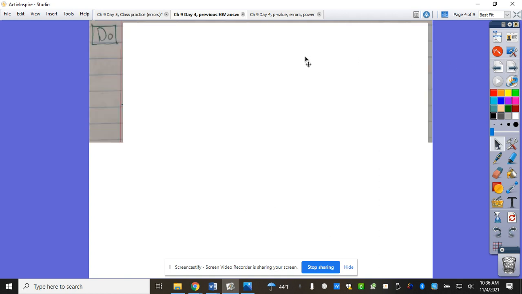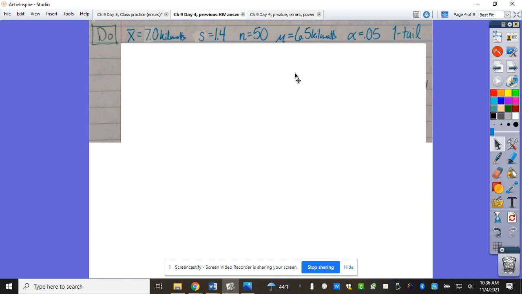All right, what is my X bar? 7. What's my next thing I need? S, which is 1.4. What else? N is 50. Mu is 6.5. And then my last two things that I write, so one tail and alpha equals 0.05. So we're using our equation of X bar minus mu divided by S over square root N.